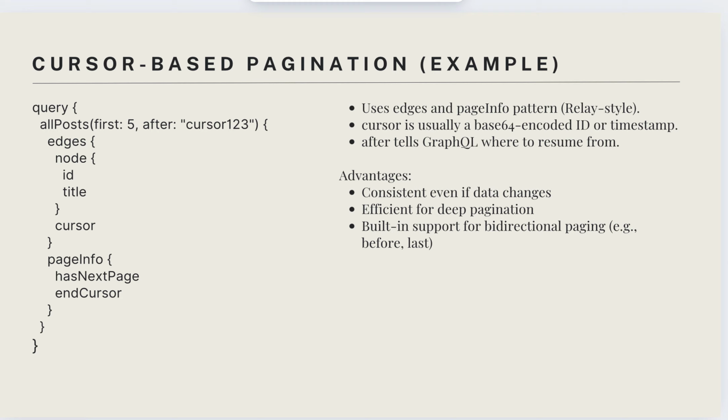Cursor-based pagination avoids these issues by using a unique identifier for where the last page ended. Instead of offset, we can use an after argument with a cursor, which could be a post ID, timestamp, or a base64 encoded string. We also get a page info object that tells us if there's more data and gives us the end cursor to use in the next query.